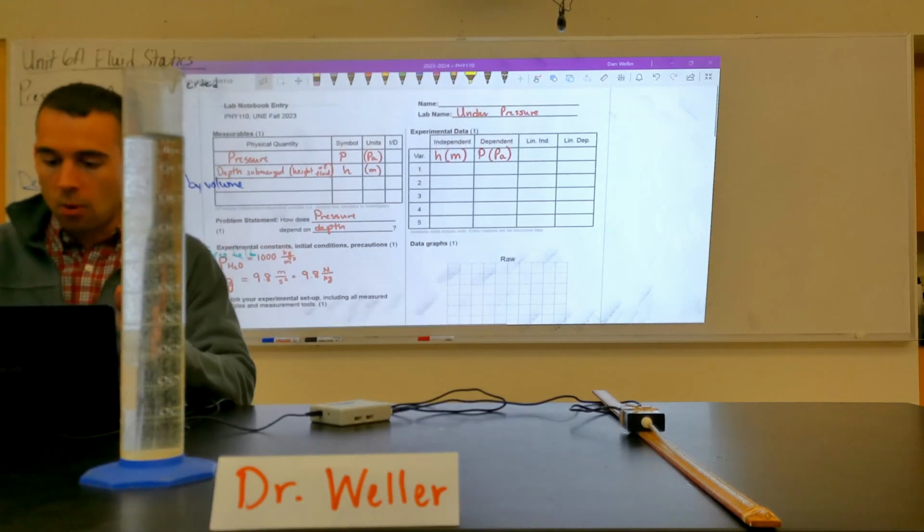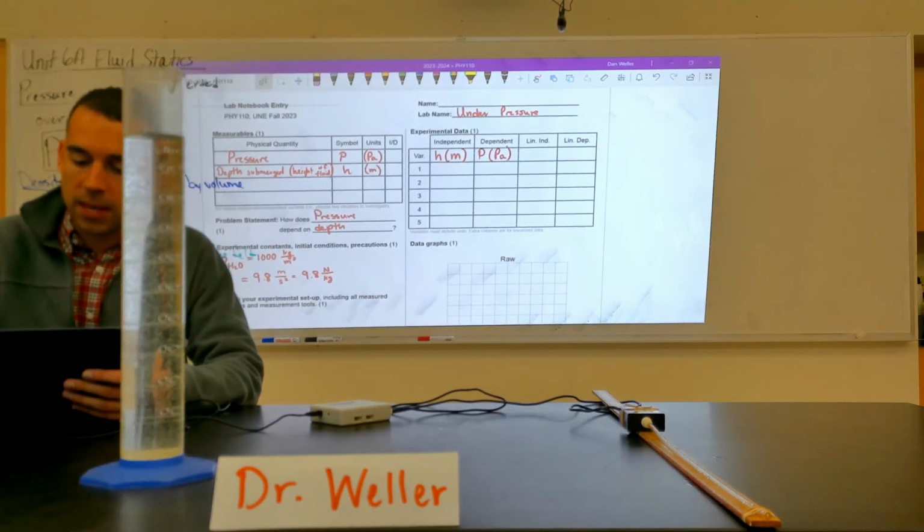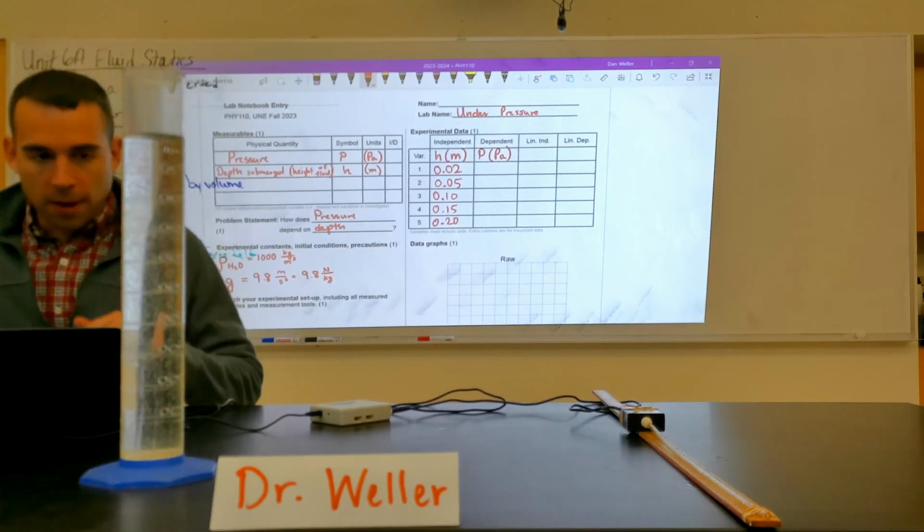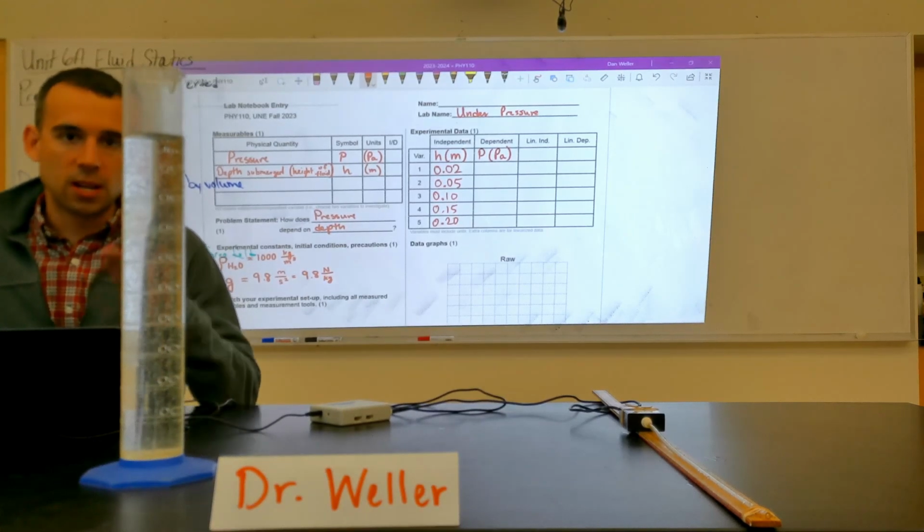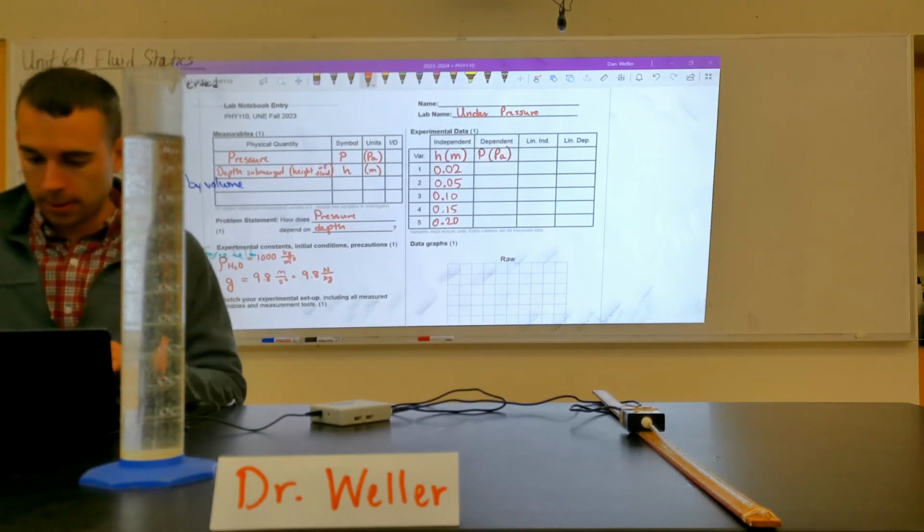So I want our heights to be something like 0.02 meters. And then maybe we'll go up 5 centimeters at a time. So you'll start at 2 centimeters deep and then maybe go 5, 10, 15, 20. Or, if you want to get a bigger data point, some of you might be able to get 30 centimeters into the beaker.